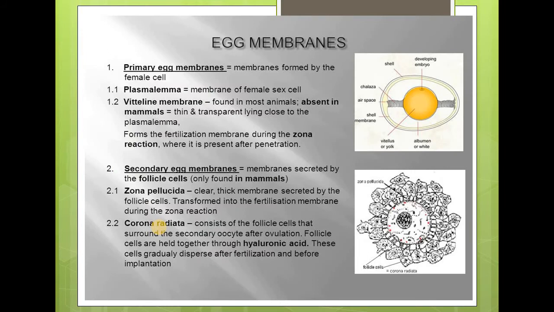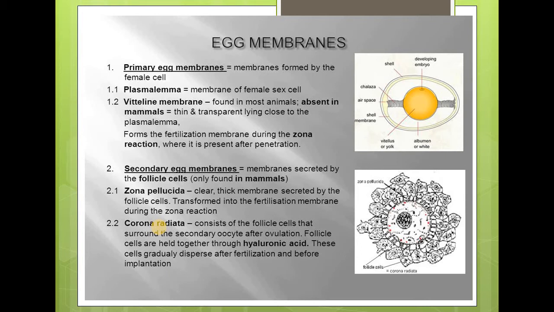The primary egg membranes. These membranes are formed by the female cell. They are plasma lemma, the membrane of female sex cells, and the vitelline membrane, which is found in most of the animals but absent in mammals, which is thin and transparent lying close to the plasma lemma. And it forms the fertilization membrane during the zona reactions where it is present after penetration.